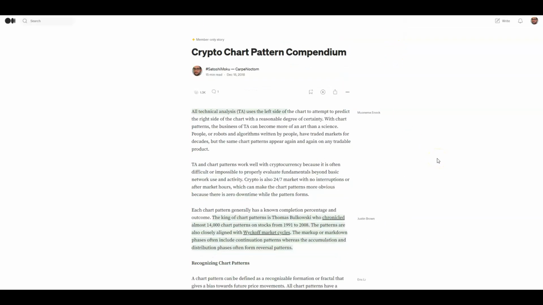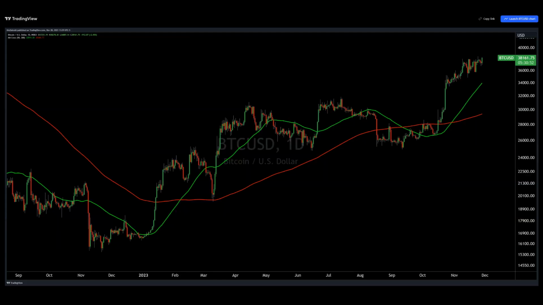And then if you want more about chart patterns, I did a whole article in 2018 with some basics of chart patterns that I like. Tons of examples there. The 50/200 cross gets a lot of media attention. Probably isn't talked about enough.